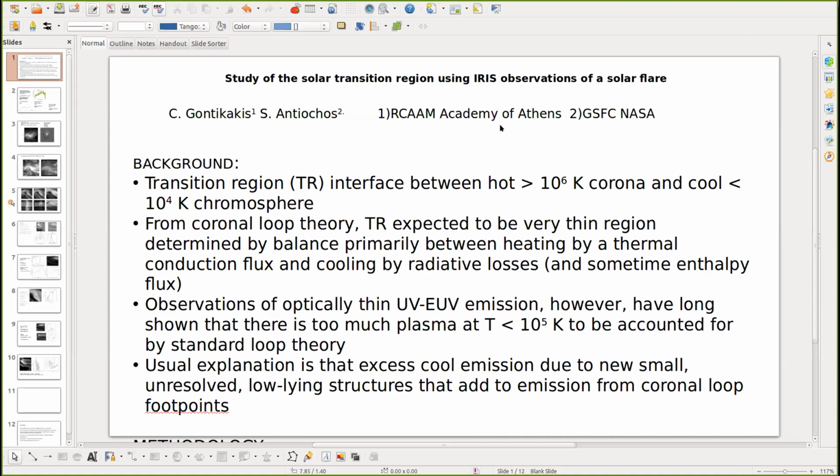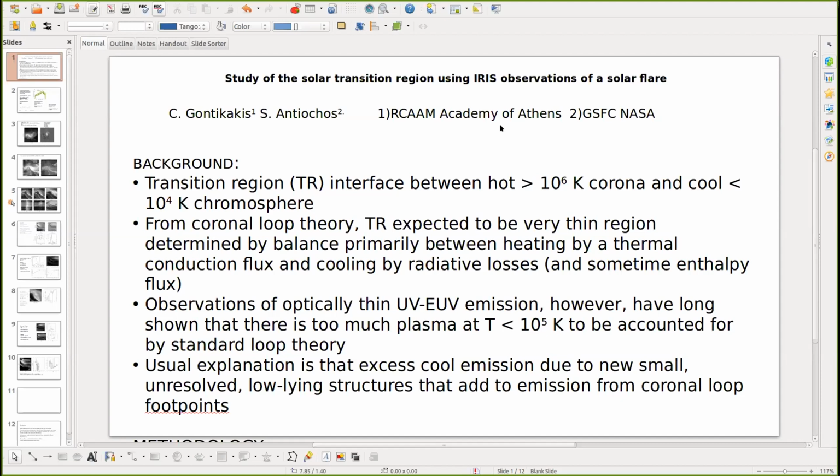and perhaps during flares you can also have the enthalpy. And the problem is for many years that the models seem not to be able to explain the observations in low temperatures below 100,000 Kelvin. The emission is much higher than what is predicted by the models. And the usual explanation is that you have cool material like spicules or small loops that are crossing the line of sight, and they are covering the emission from the loops.